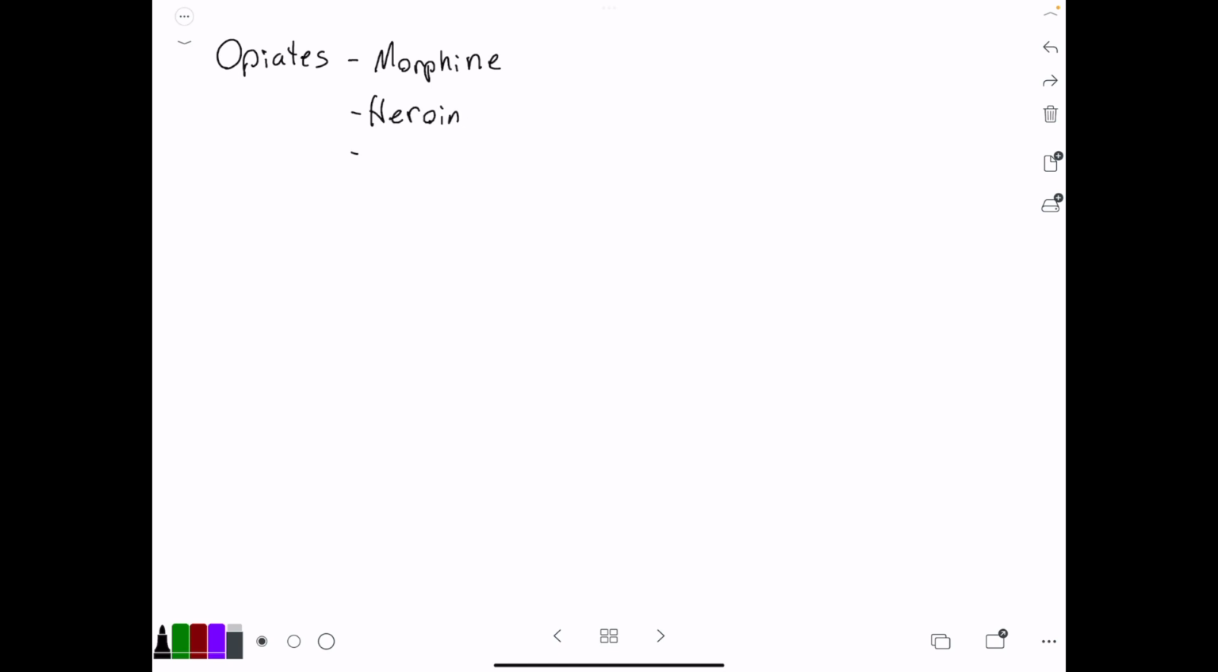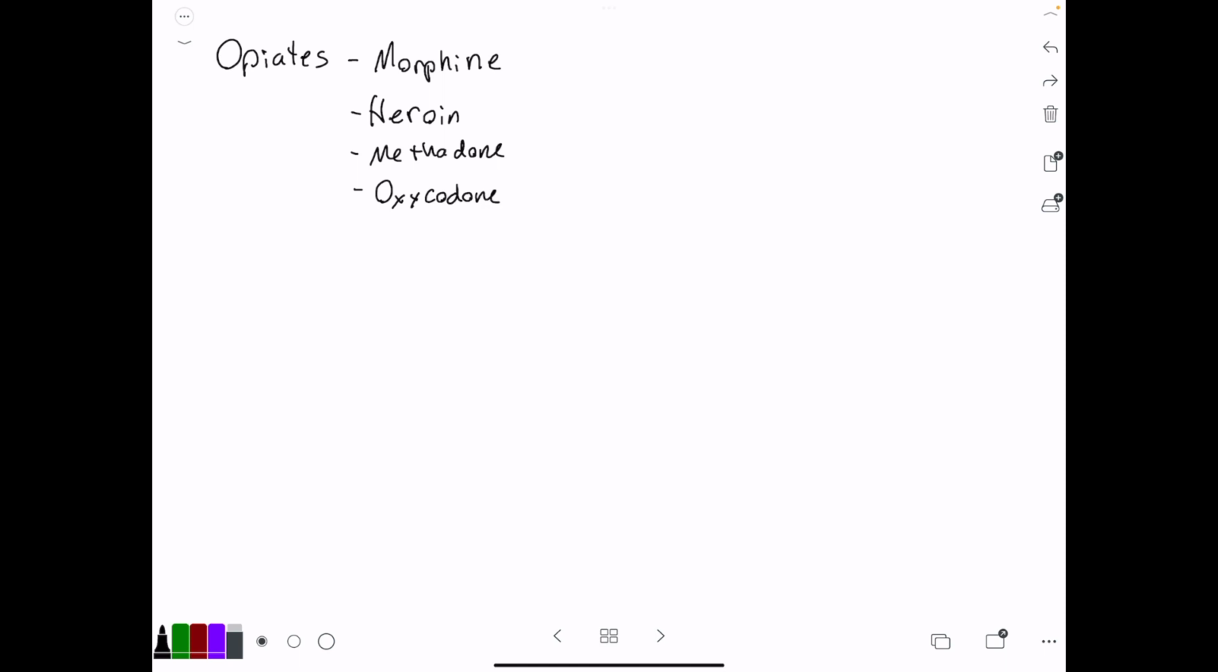Heroin. Also, methadone is an opiate, often used as a tool to help people get off the more extreme ones like heroin and oxycodone, which is prescribed for pain relief.